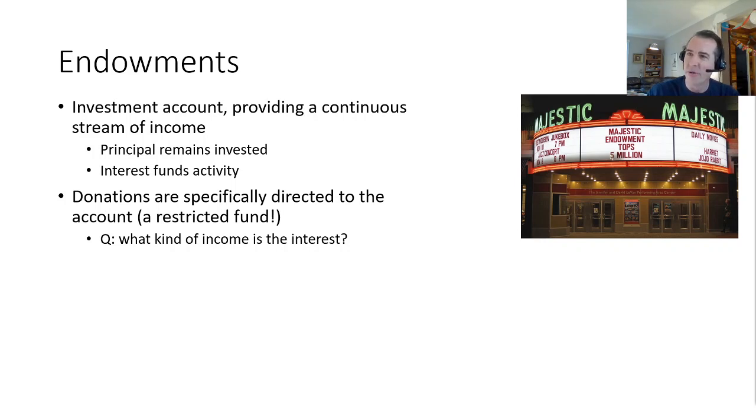Now, that interest that's being generated, here's a callback to our financial section. What kind of income would that interest be? Let the timer tick. That would be non-operating income. Interest income is non-operating. It's not related to the operations of the business. And so remember restricted and unrestricted funds? These are definitely restricted.